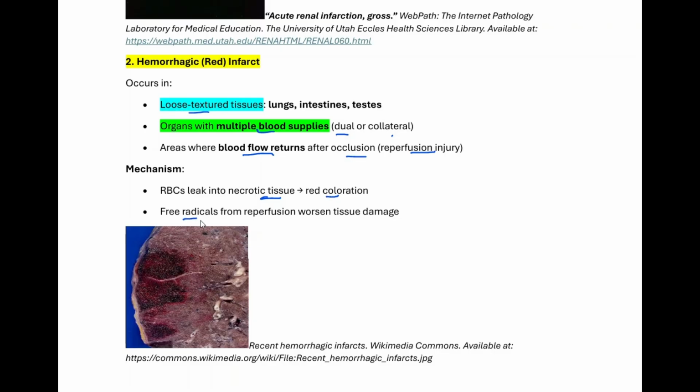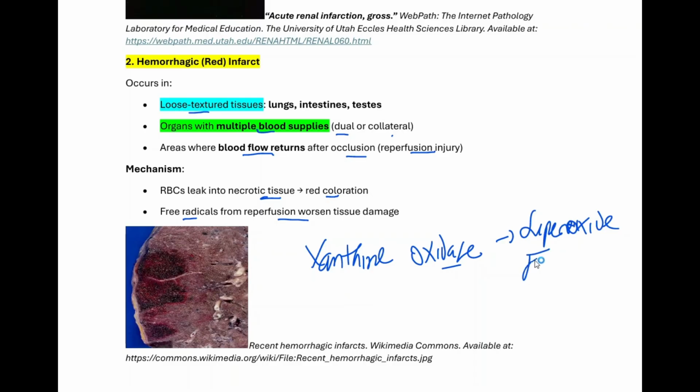And the next one there is free radicals from reperfusion injury. And guys, if you've not watched the video on free radical cellular injury, I encourage you to watch that video. It's going to help you. And who can remind us which enzyme is involved in this free radical injury in reperfusion injury? Very good. Xanthine oxidase, right? And this xanthine oxidase is going to help to release what? Superoxide, right?